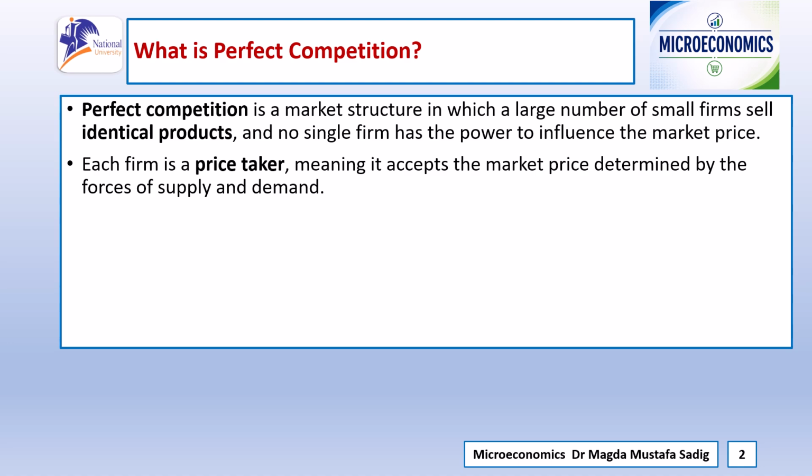Let me take a simple example. Suppose one farmer produces wheat. The market price is $20 per bag. Can this farmer charge $30? No. Customers will buy from other farmers. Can the farmer reduce the price to $15? Yes. But that only reduces his own income because buyers were already willing to pay $20. Therefore, the farmer accepts the market price.